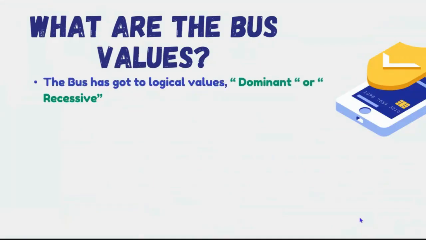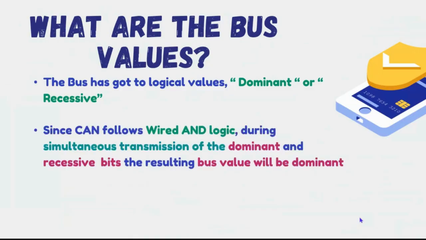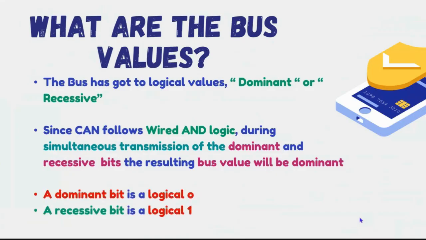What are the bus values? The bus has a logical value of dominant and recessive. Since CAN follows wired AND logic, during the simultaneous transmission of a dominant and a recessive bit, the resulting bus value will be dominant. A dominant bit is a logical zero and a recessive bit is a logical one.